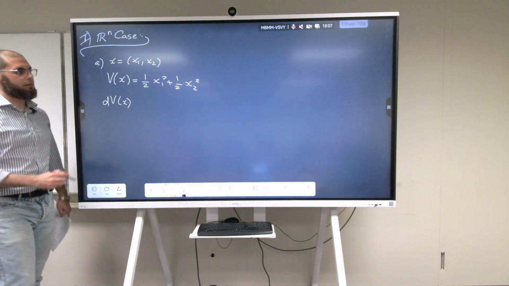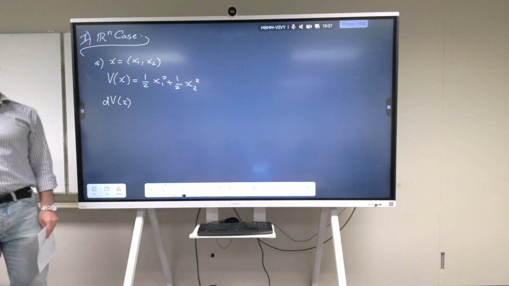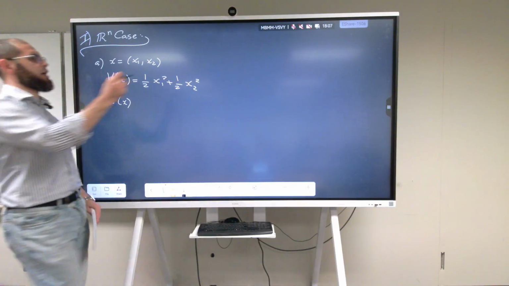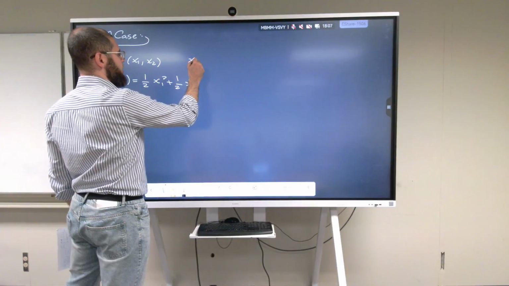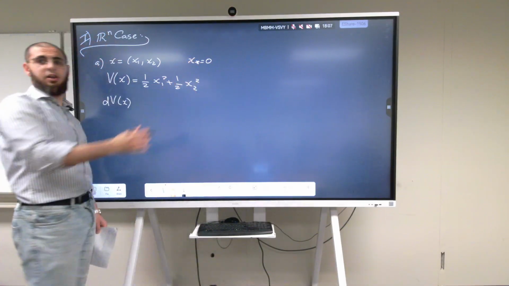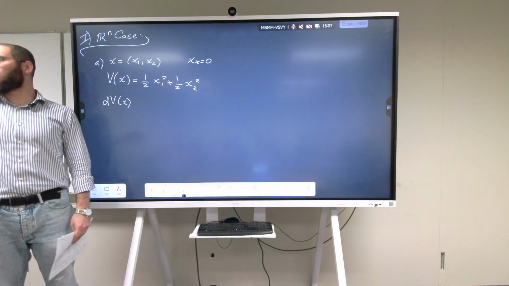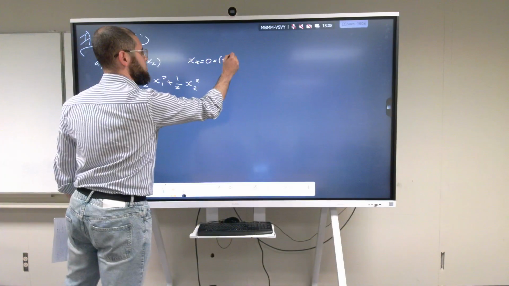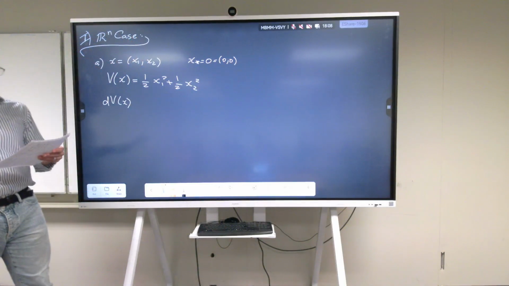What do you get? First of all, which equilibrium point do we actually want to check its positive definiteness around? The 0, 0, right? So let's say that we're interested in x star equal to 0. And when I say x star is equal to 0, I mean x1 is 0 and x2 is 0. Both have to be 0. So that's the equilibrium point.